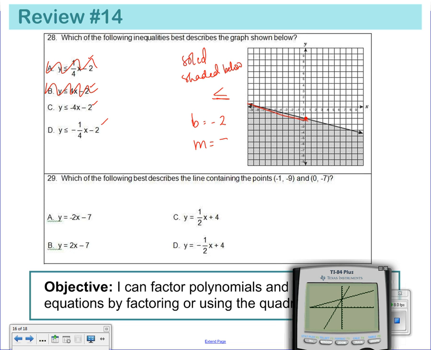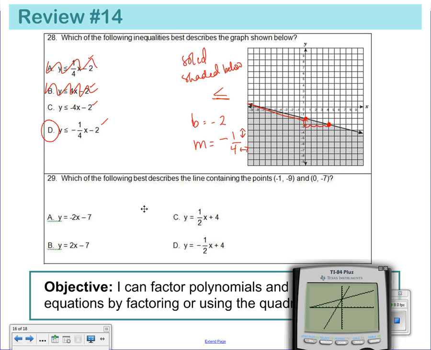To figure out my slope, I'm going to use 2 points. And the slope always counts how far you go up or down over how far you go left or right. So I'm going to go down 1 and then to the right 1, 2, 3, 4. My slope is -1/4. My answer is D.